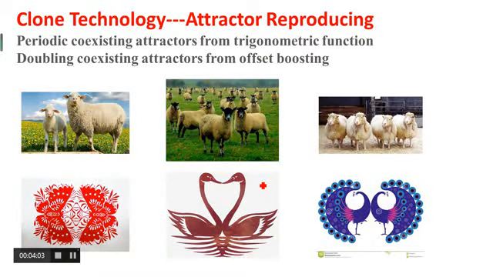Offset boosting provides a good approach for attractor reproducing, like clone technology. Offset boosting can produce any number of coexisting attractors or double coexisting attractors, like reproduced sheep or geese, double like this.